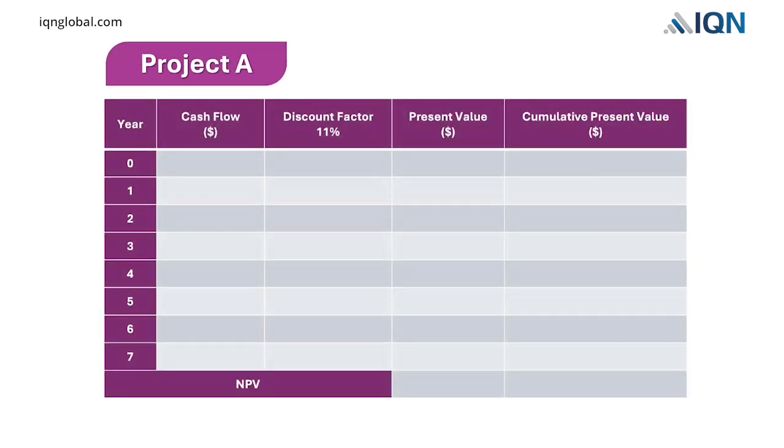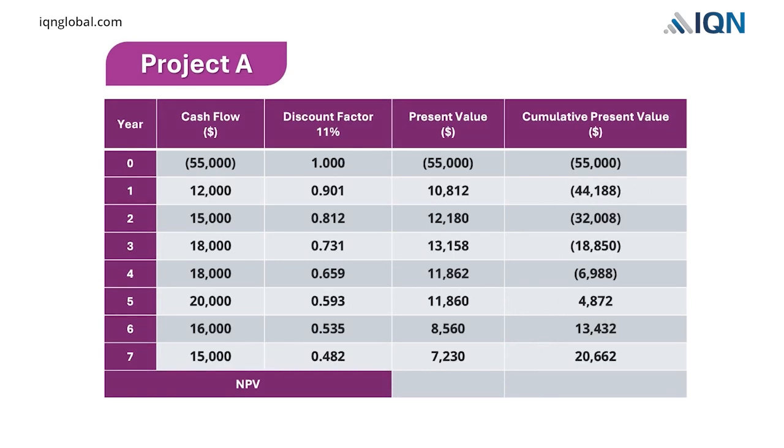Project A year 0 starts with an investment of minus $55,000. The discount factor is 1, so the present value is minus $55,000, which is our starting cumulative value. In year 1, we have a cash flow of $12,000. Using a discount factor of 0.901, the present value is $10,812, making our cumulative value minus $44,188. In the same way, we will calculate the cumulative present value for each year. So, the NPV of this project is $20,662, indicating a profitable investment.